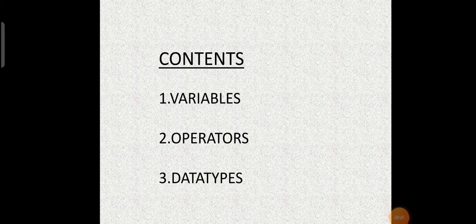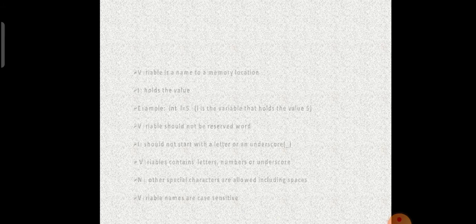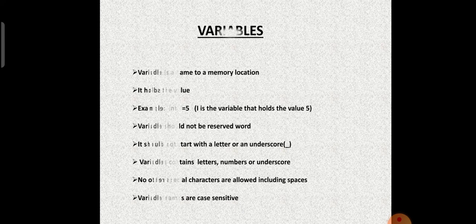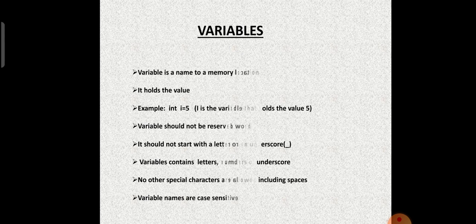Today, let's see about variables, operators, and data types. Variables. A variable is a name to a memory location. It holds the value. For example, int i equal to 5. i is a variable that holds the value of 5.